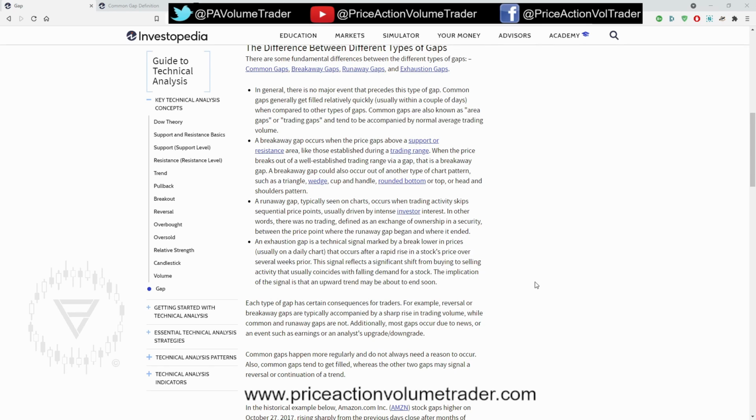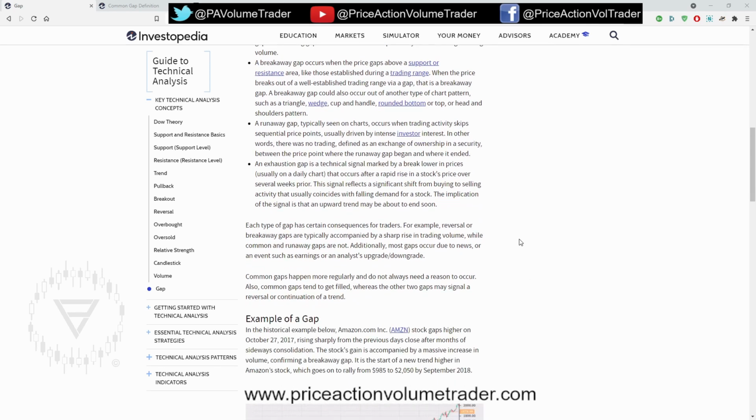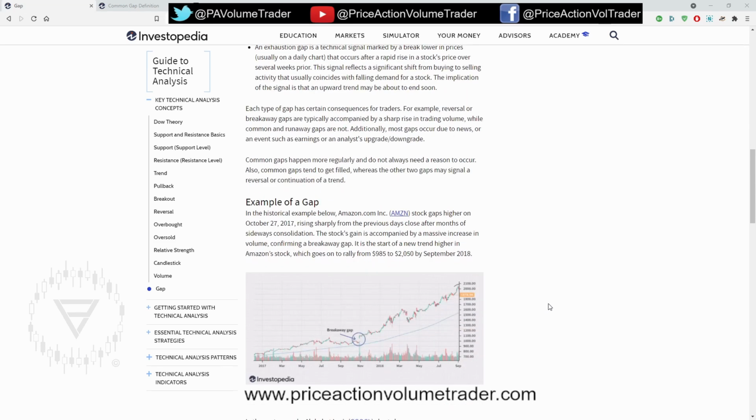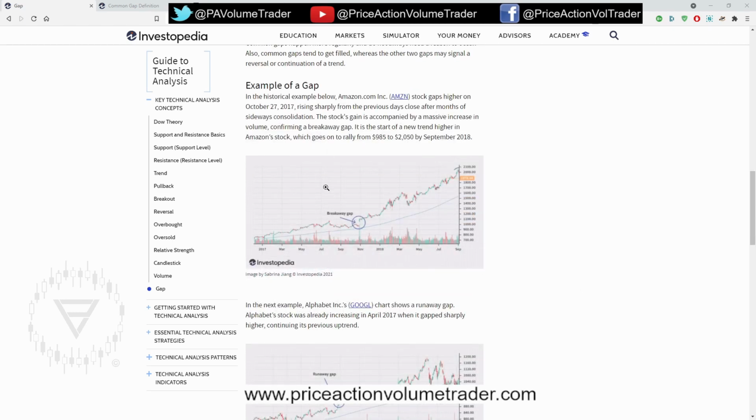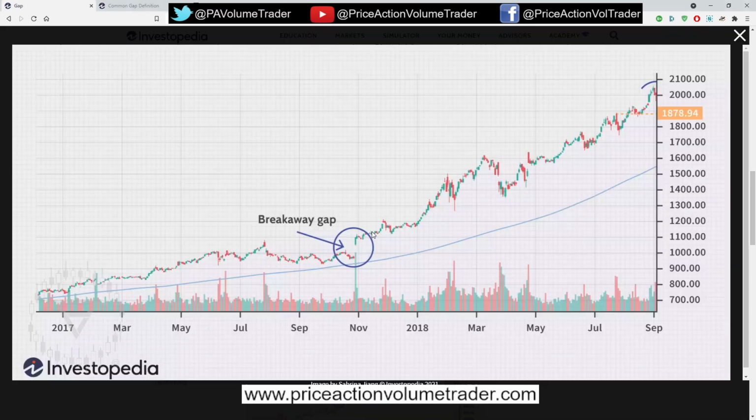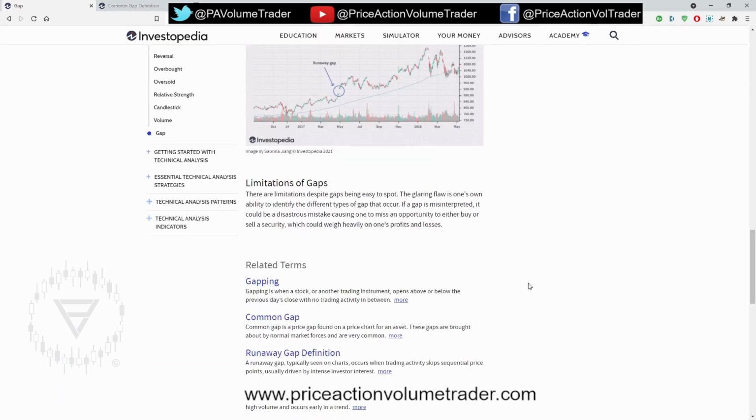Each type of gap has certain consequences for traders, so you can use them either for reversals or continuation trades, etc. So we have some examples here. I'm just going to briefly go through this and then jump on my own charts. For example, this is a breakaway gap on Amazon, where price is consolidating in an ascending triangle, and then we break out. There's a clear gap, and then we continue going higher.